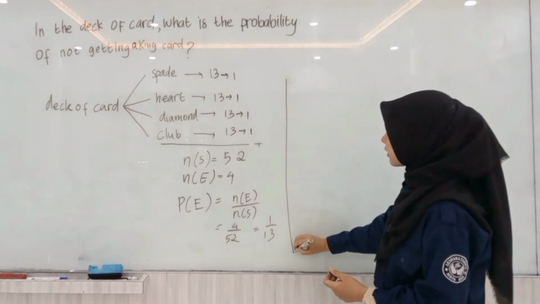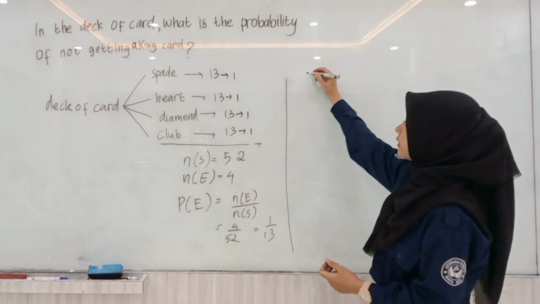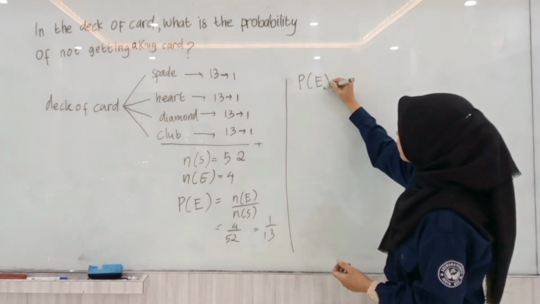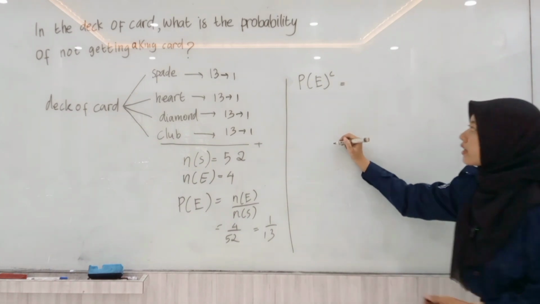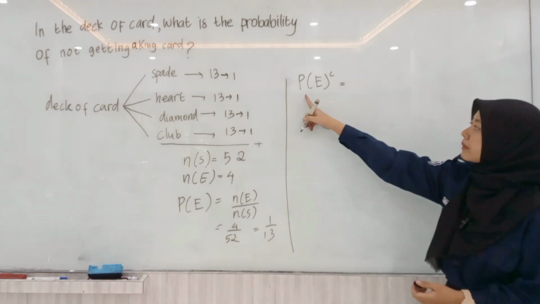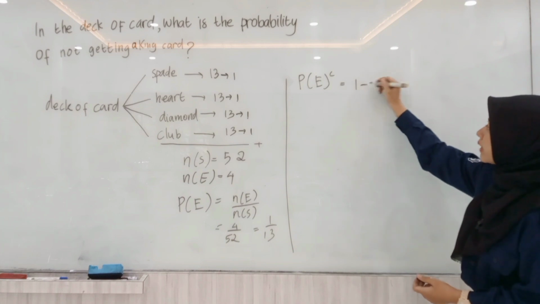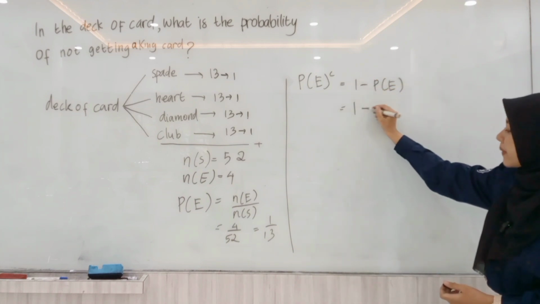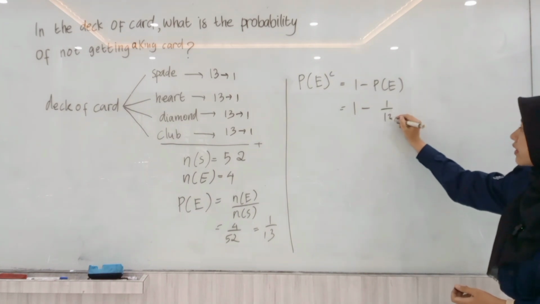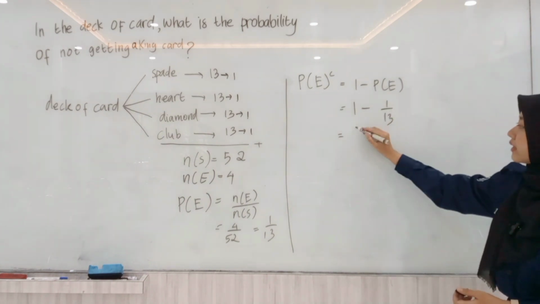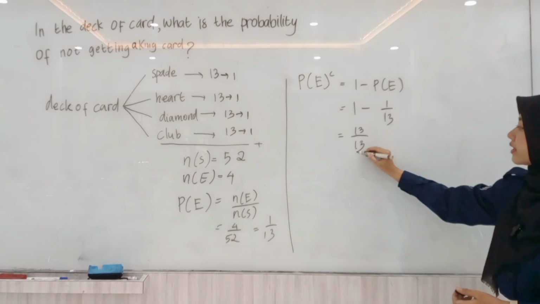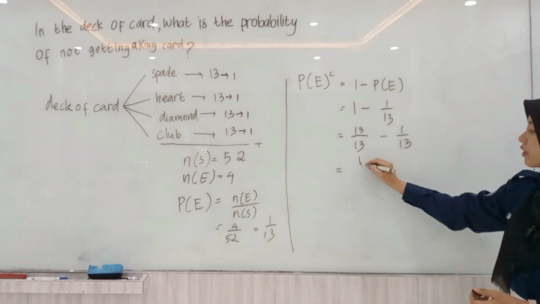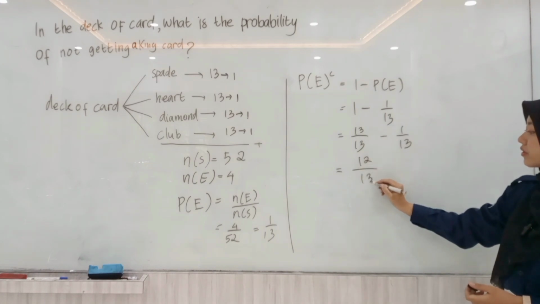After that, not getting a king, so the probability of the event complement. The probability of an event complement is 1 minus the probability of the event. 1 minus 1 over 13, and then 13 over 13 minus 1 over 13. So we get 12 over 13.